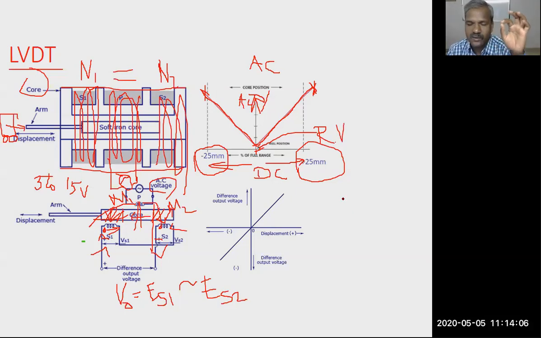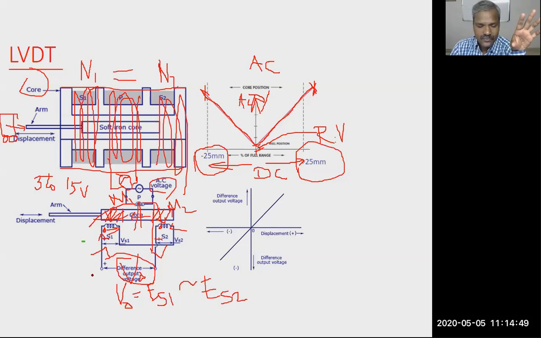So even when the core is at the middle, there may be a small amount of voltage available at the output. If you connect a voltmeter at the output, there is a small amount, say 0.001 volt, available at the null position. That 0.001 volt output is due to residual magnetism present in the soft iron core. So that residual magnetism creates a voltage, and that voltage is called residual voltage. Sometimes they ask in the 2 mark question, what is residual voltage? So this is the constructional feature.